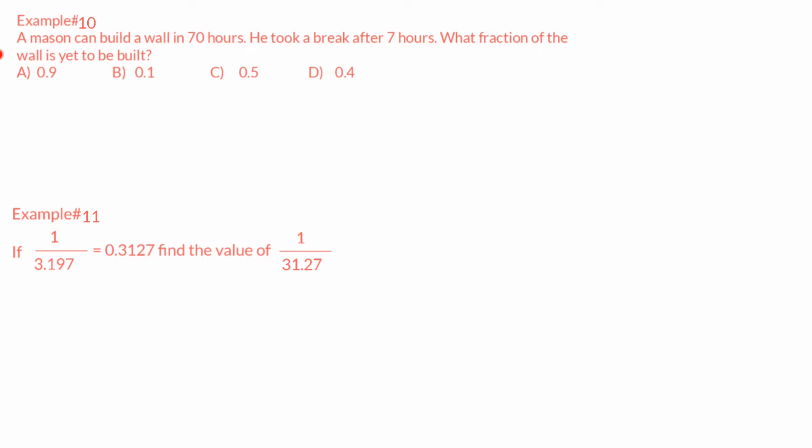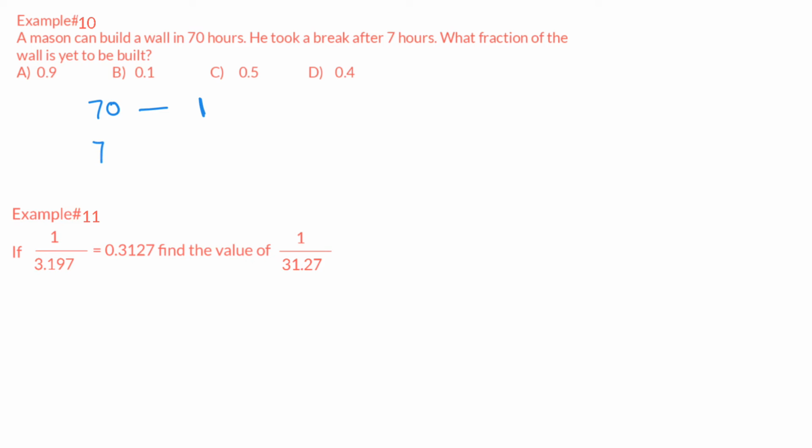Next example, a mason can build a wall in 70 hours. He took a break after 7 hours. What fraction of the wall is yet to be built? First, consider this 70 hours as 1. Usually, to write the fraction values, it is a common practice to take the total work or the total time required to complete the work as 1. So here I am taking 70 hours as 1.